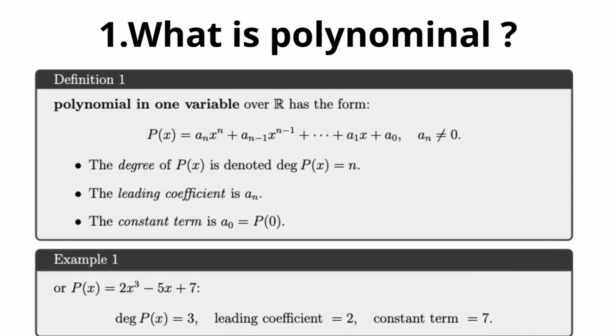A polynomial in one variable looks like this: a_n times x to the power n, plus a_(n-1) times x to the power n minus 1, and so on, down to a_1 times x, plus a_0. Here, the degree of the polynomial is the highest power of x. The leading coefficient is the number in front of that highest power. And the constant term is simply the value when x equals 0. For example, if p of x equals 2x cubed minus 5x plus 7, then the degree is 3, the leading coefficient is 2, and the constant term is 7.